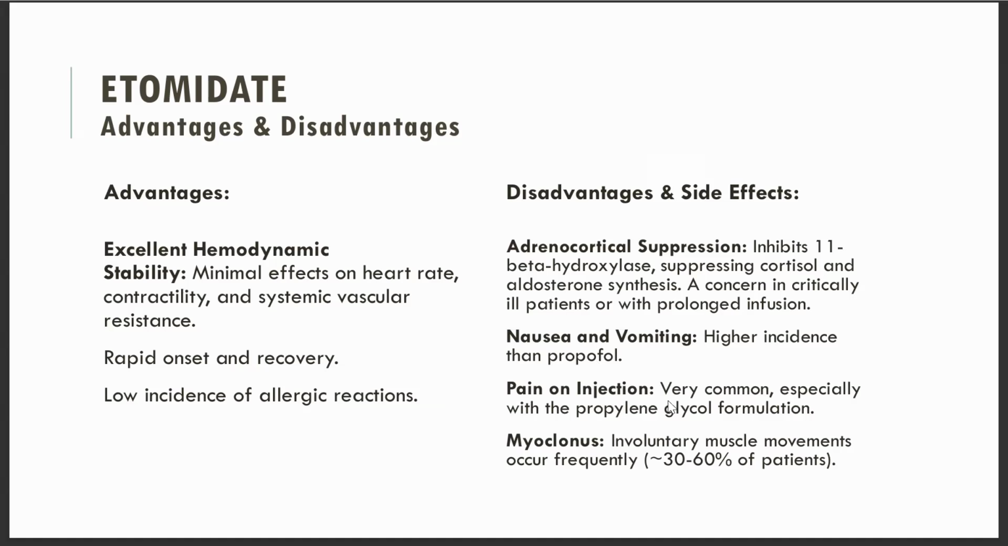Pain on injection, very common, especially with the propylene glycol formulation. Myoclonus: involuntary muscle movements occur frequently, in 30 to 60% of patients. Now, etomidate, it's the gentleman. It's considered in hemodynamically unstable patients.